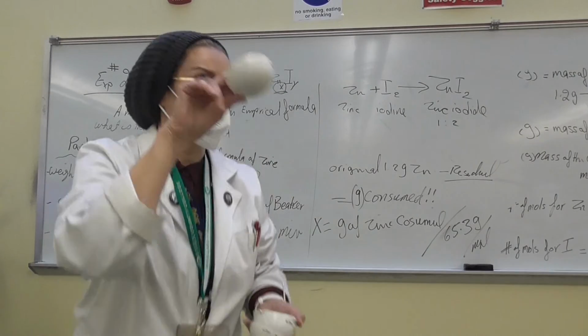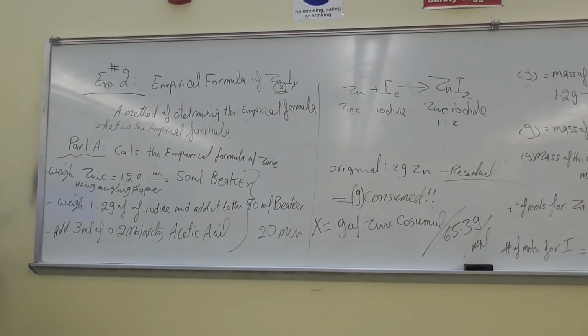I'm going to give you the dish for everybody. And then, if some of you have the spatula, this is what you're going to weigh with. And you have 2 of them. You see, every single table should have 2. One for the zinc, one for the iodine.